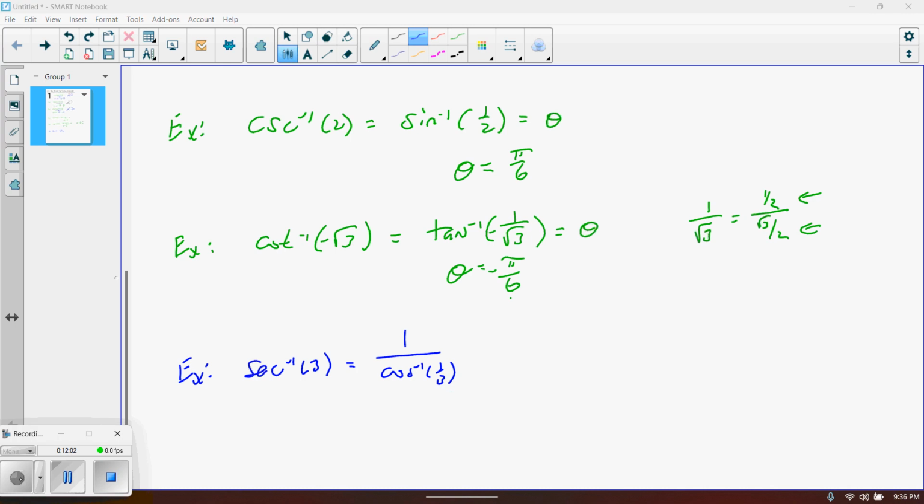Excuse me, I don't know why I just did that. That was a double reciprocal. It should be the inverse cosine of just 1/3, not 1 over. I apologize. So that's how you would have to plug that in your calculator.